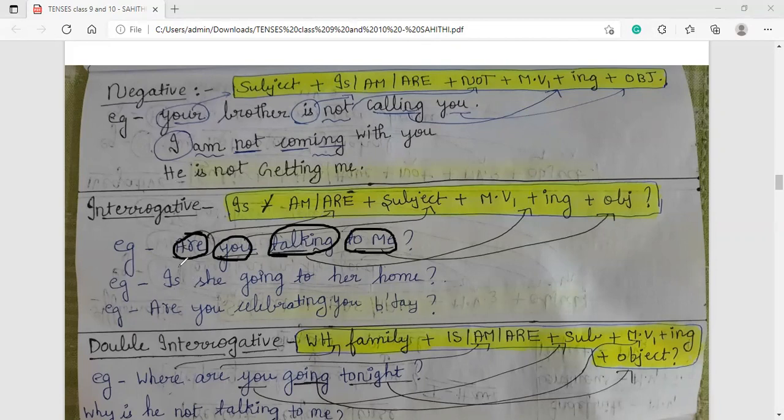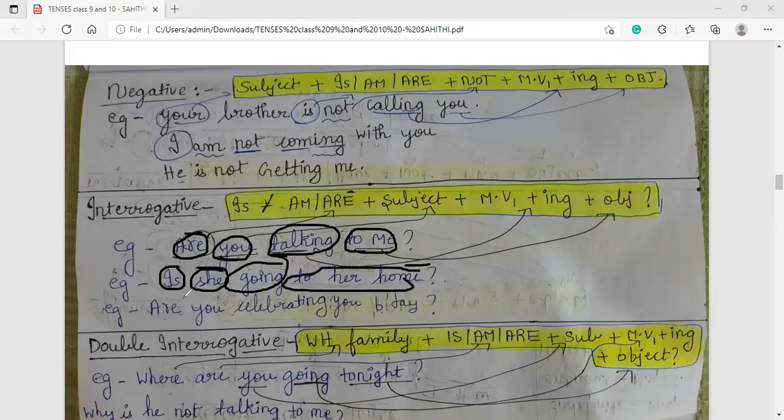Is she going to her home? Is is the helping verb. She is the subject. Going is the main form of verb. To her home. Going is our main form of verb plus ing. To her home is the object.